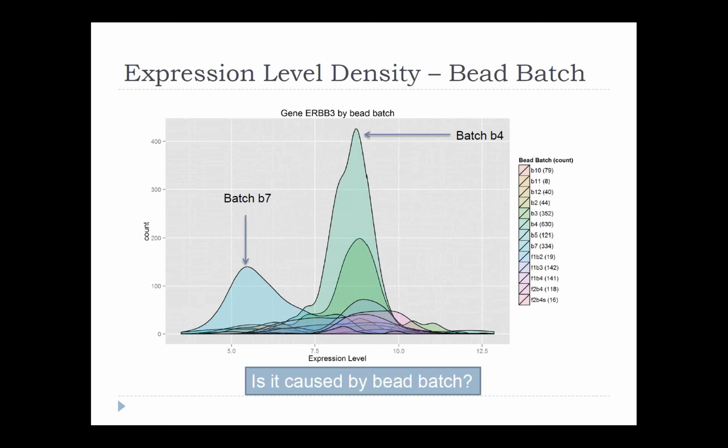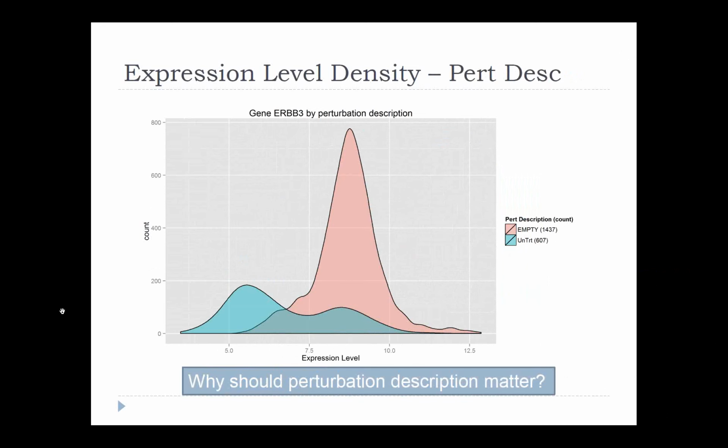Okay, so I guess there are several questions here. One is what is the exact meaning of these two particular labels, and my reading is that untreated comes from chemical perturbagens, and empty comes from shRNA or overexpression. And then the other question is this one bead batch that behaves that way.